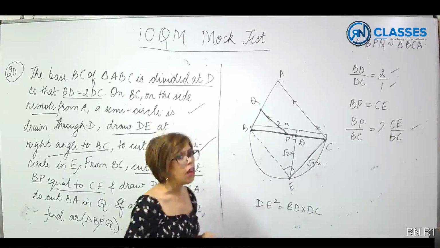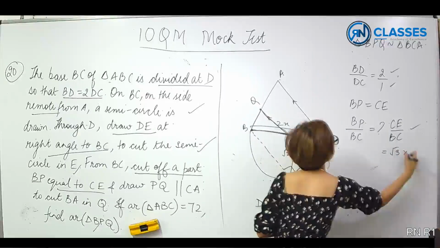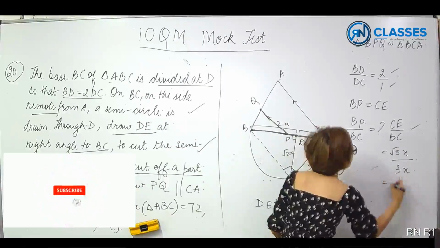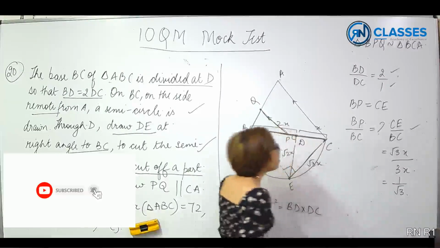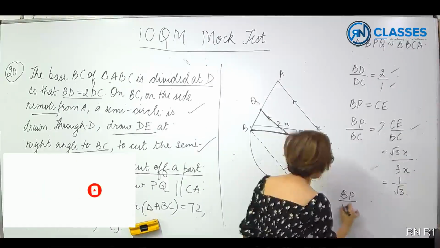I think the problem is done now. Look, CE is nothing but root 3x. BC, the entire thing is 3x. So that means this ratio is 1 by root 3. Right? This ratio is 1 by root 3. That means BP by BC is 1 by root 3.